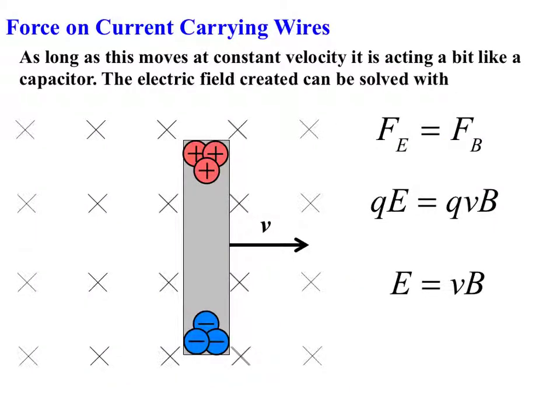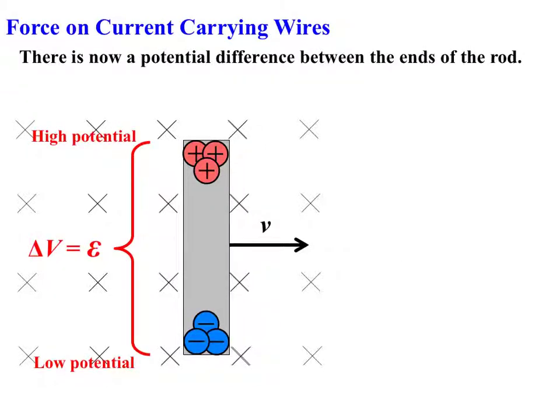If the forces are equal and opposite, then we can set the electric force equal to the magnetic force, namely QE equals QVB. Again, the Q's cancel, we've seen this equation before, and we get the electric field is equal to the velocity times the magnetic field. But one of the other things we want to notice here is that there is now a potential difference between the ends of the rod.